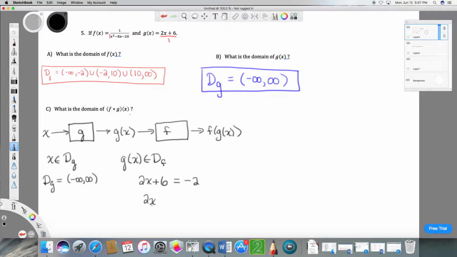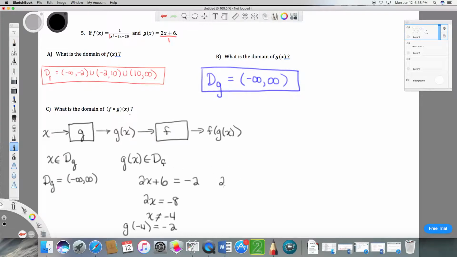So 2x is equal to -8. So x is equal to -4. But because g evaluated at -4 gives us a -2, and f at -2 is undefined, we can't let x be equal to -4. We have to throw -4 out of the domain.